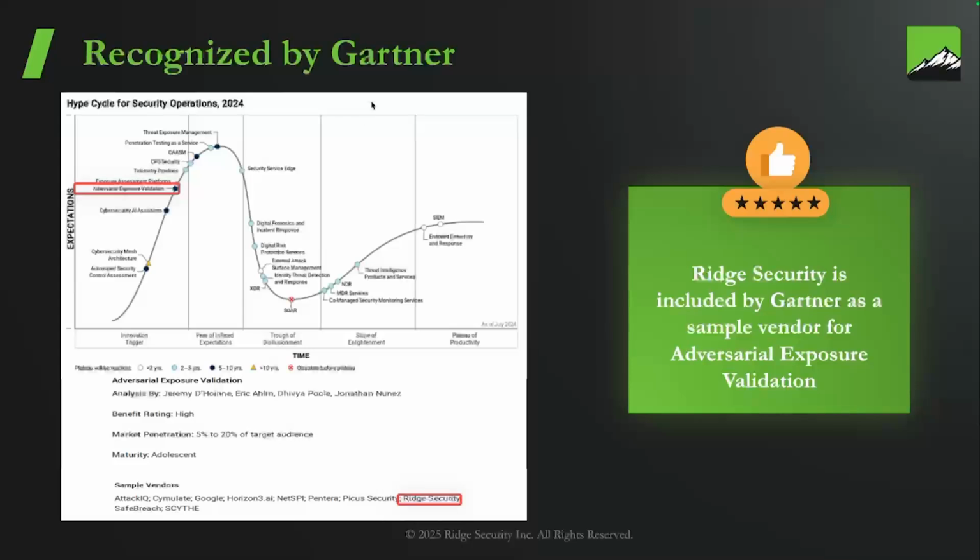Now, before we get started, I did want to point out that there is a new category known as adversarial exposure validation on the Gartner Hype Cycle for security operations. Ridge Security was identified as one of the key players in this space, which bridges the gap between not just automated pen testing, but also breach and attack simulation.